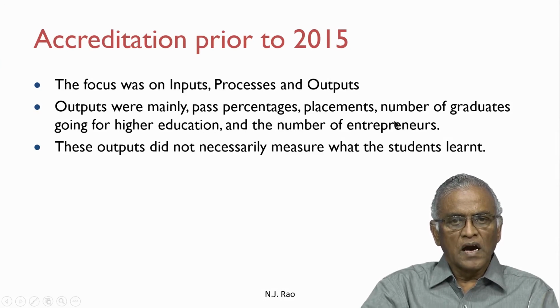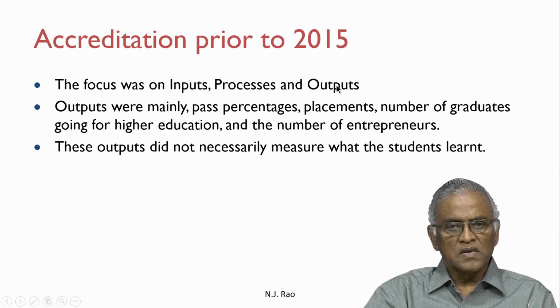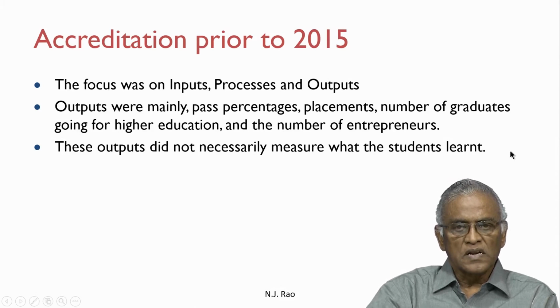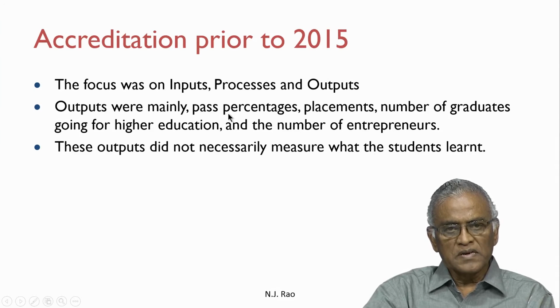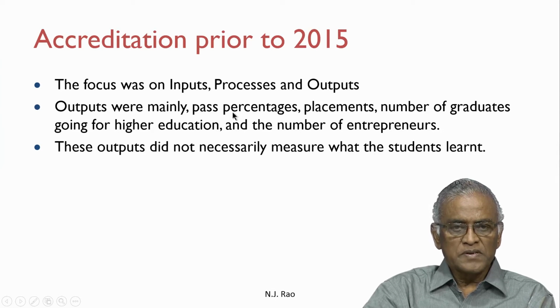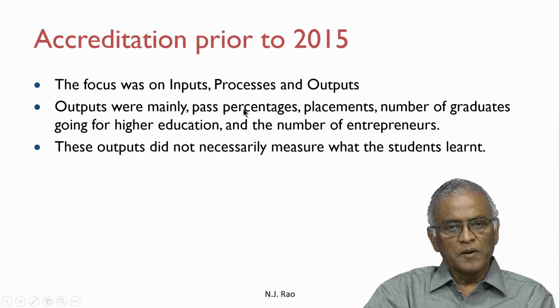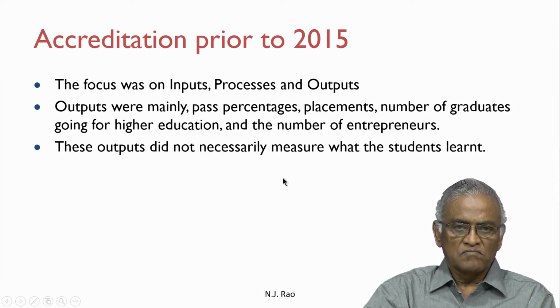So there is a large gap between processes and outputs, and it was found these outputs did not necessarily measure what the students learned. One of the things that happened is, when the pass percentages were becoming smaller and smaller, the reaction of all managements and institutions was saying that your assessment system, your examinations are tough, and that is why they did not pass.